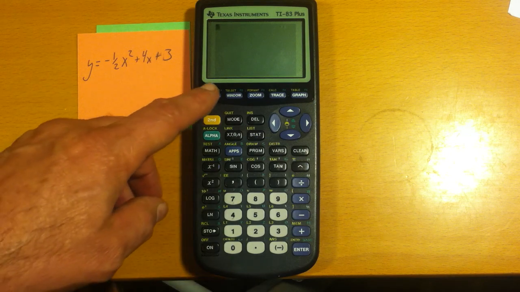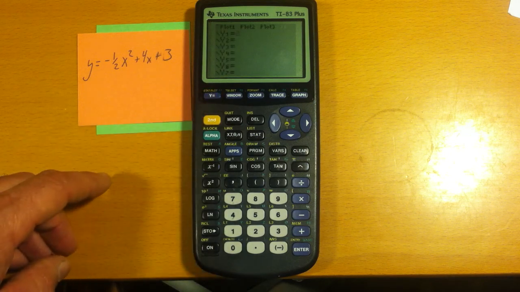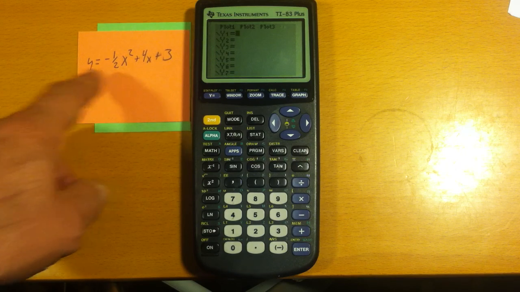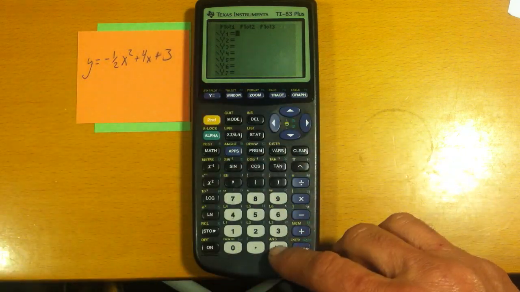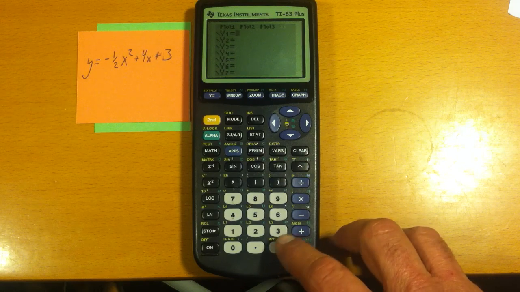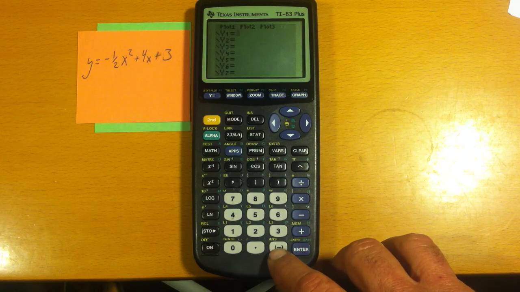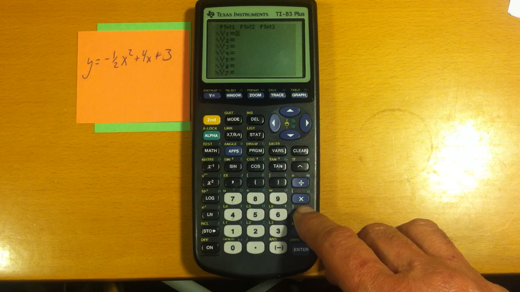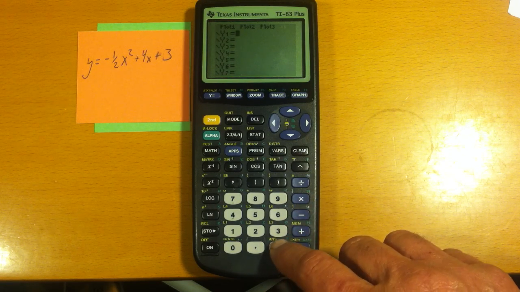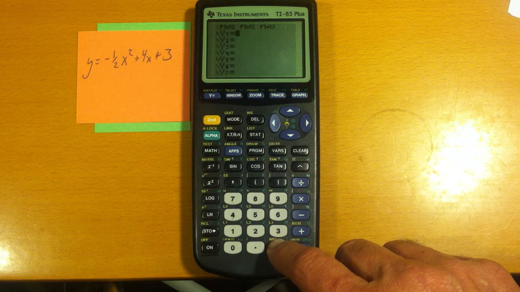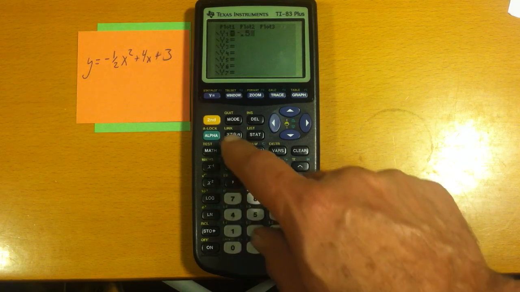So I want to go to y equals right there, and plug in this equation. I can use a fraction, but I'm going to use a decimal. I'm going to go negative 1/2. Now, what's strange about graphing calculators is this is the negative sign, and this is the subtraction sign. Though in math those are exactly the same, not in this graphing calculator. So I'm going to go negative 0.5.